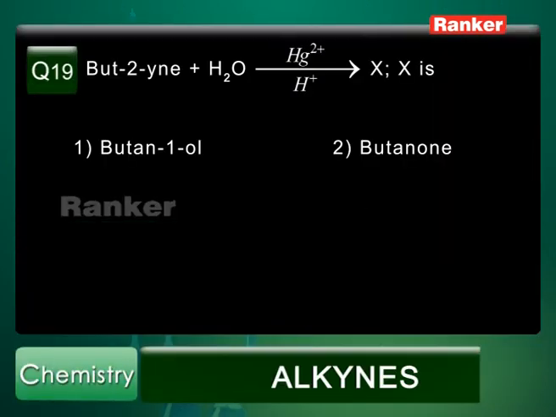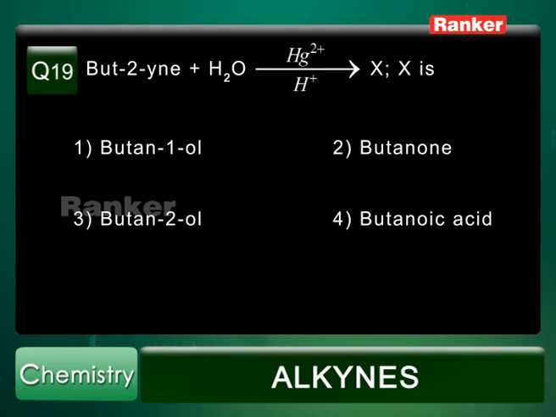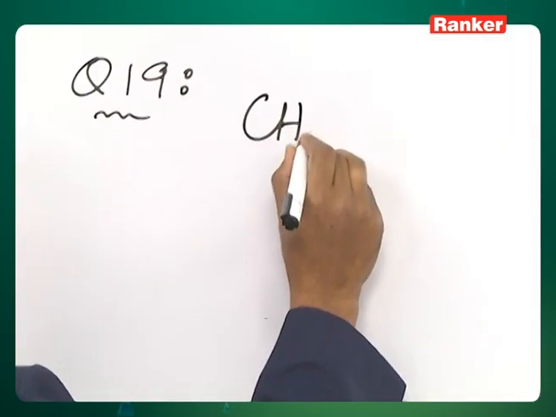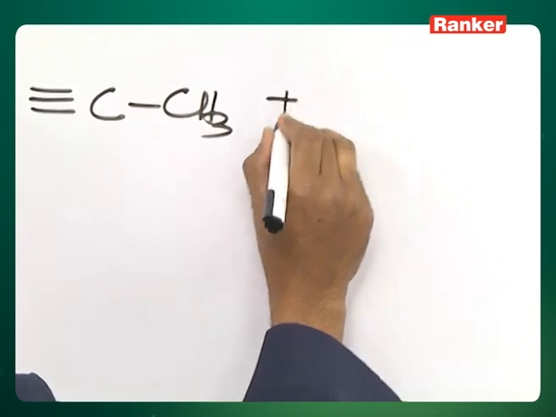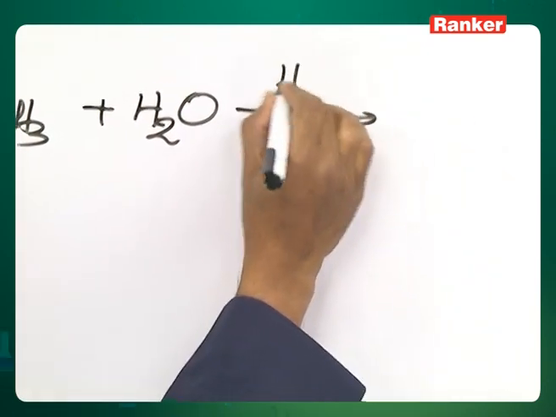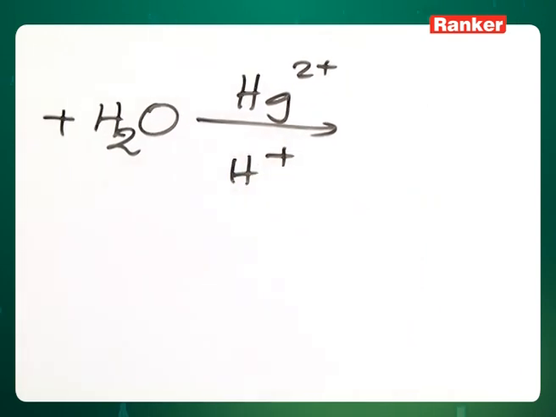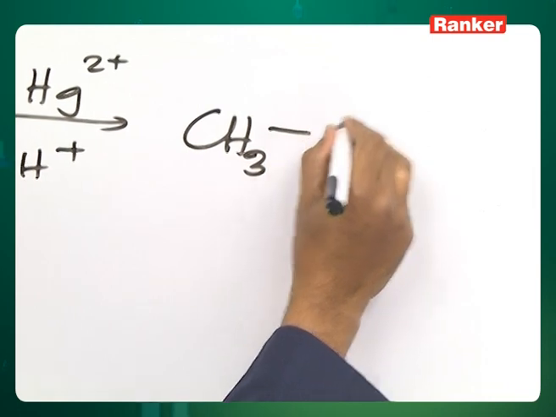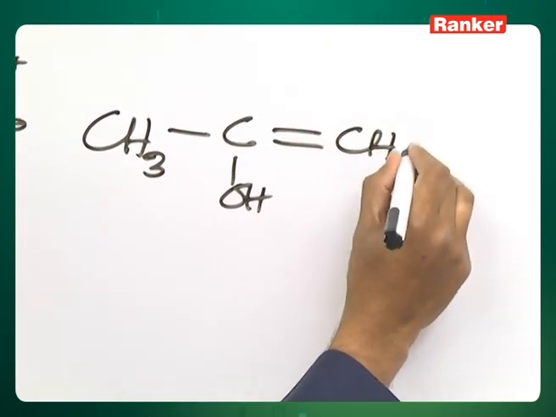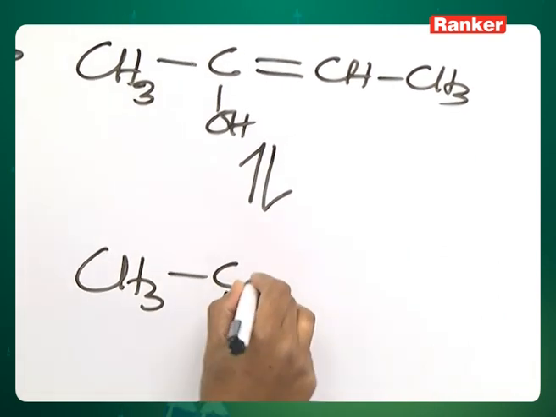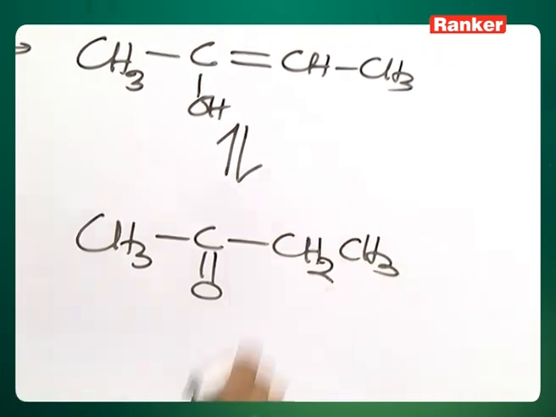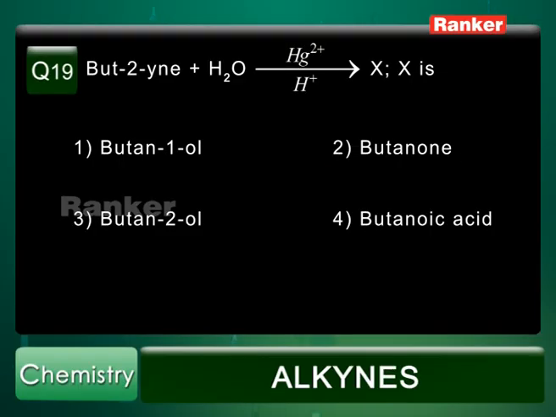Question number 19. But-2-yne plus water in presence of mercuric ion gives X. What is X? We have to find out. This is but-2-yne. You are adding water in presence of mercuric ion. The product initially formed will be like this, an enol. This will undergo tautomerism to give butan-2-one. So the correct answer is the second option, butanone. It's a ketone.